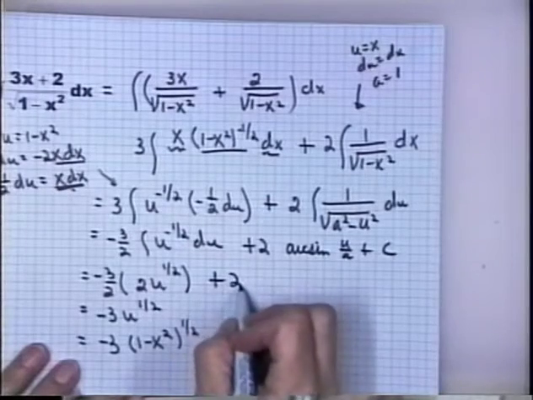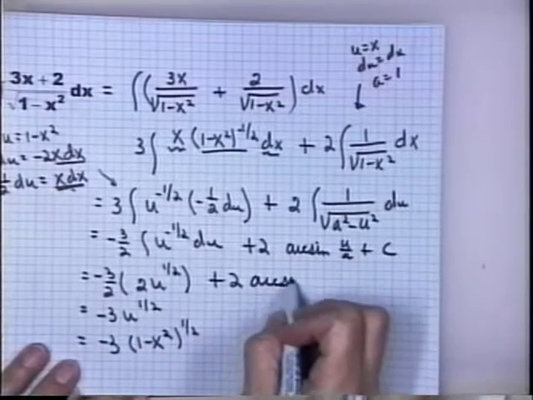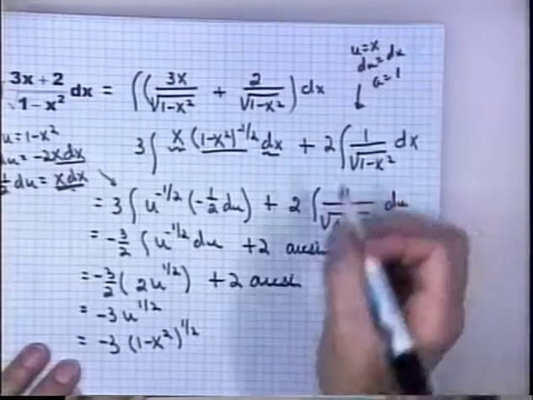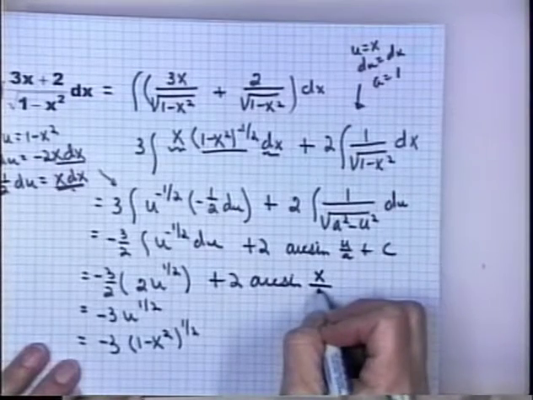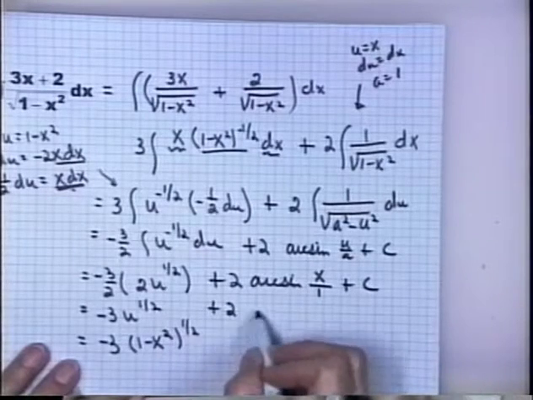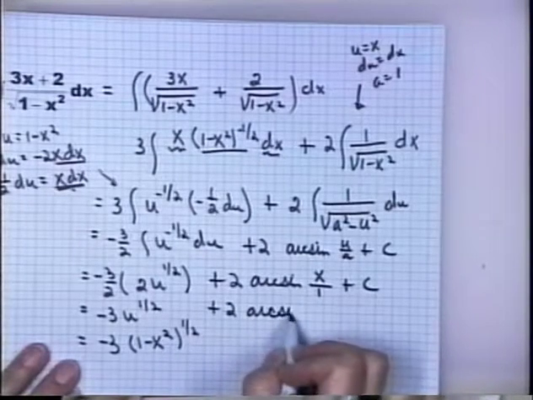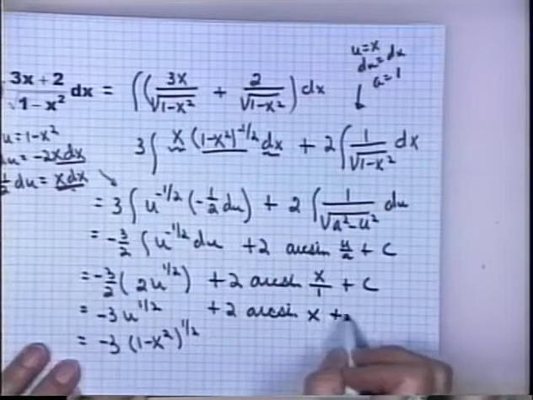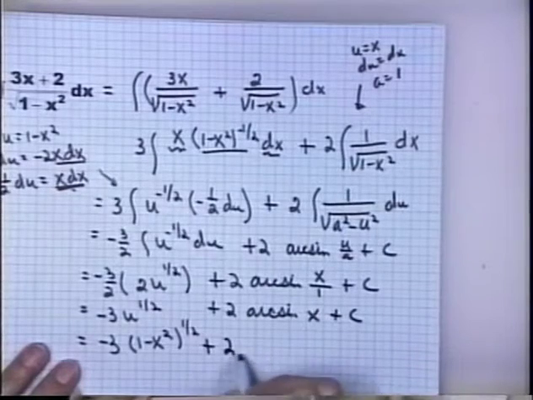Let's keep coming down here. Plus 2 arc sine. Now don't forget the u we used here was this one. So x over my a, which is a 1, plus c. We're just going to keep pulling that down. Arc sine, I don't need to write the 1, so x. And finally down here, my final format.